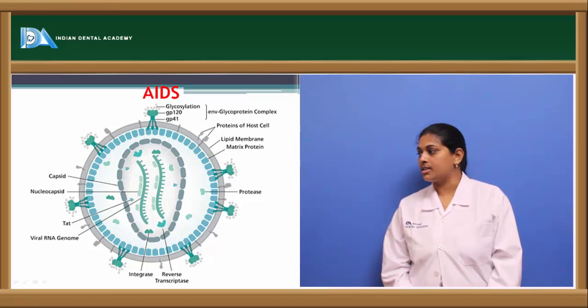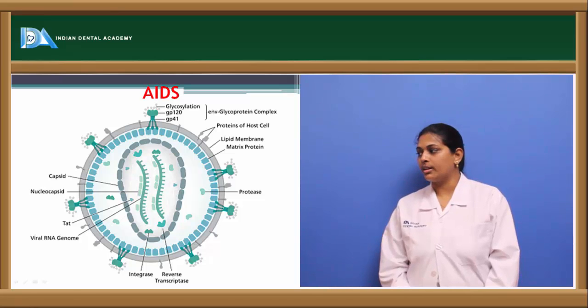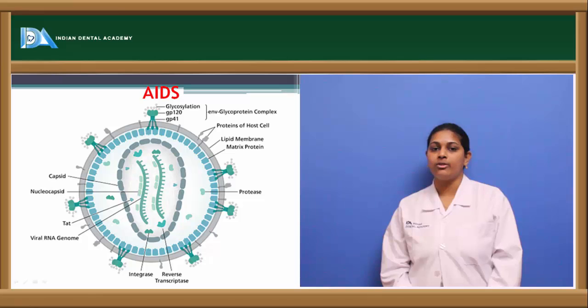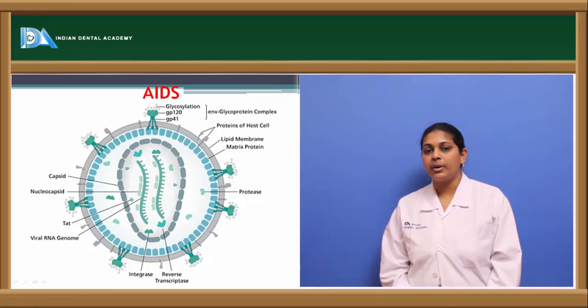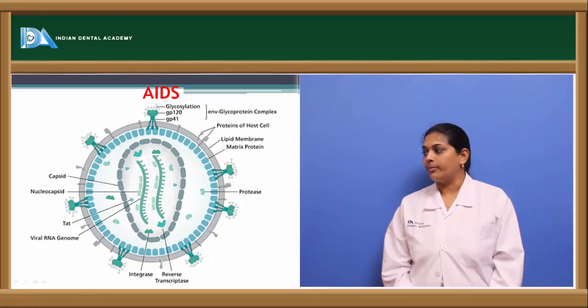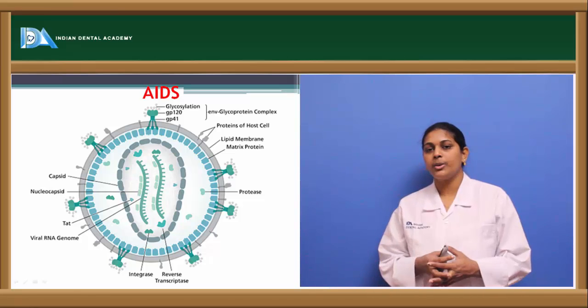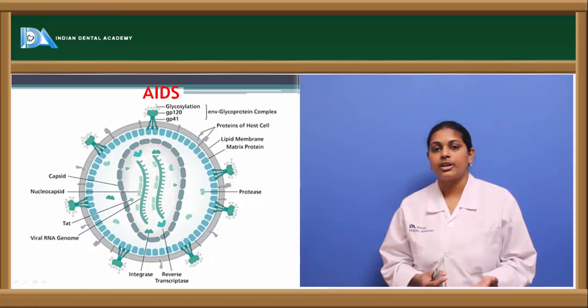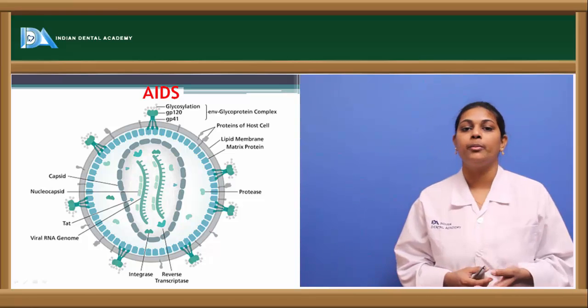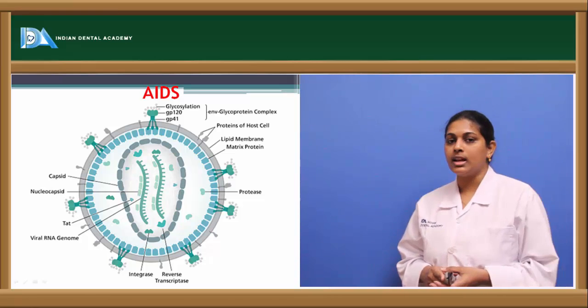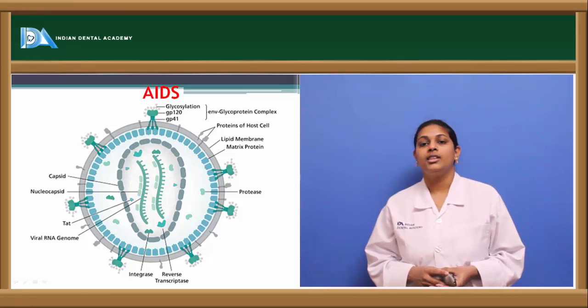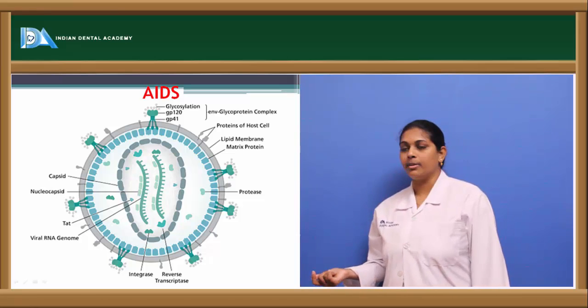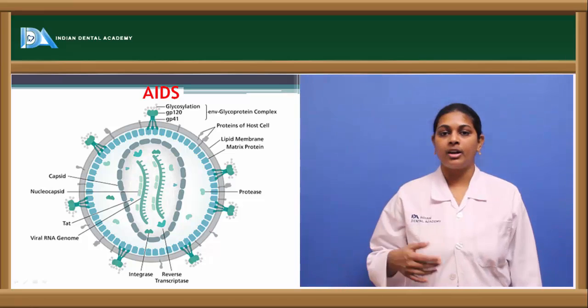So these are the two strands, and this viral RNA genome is enclosed within a proper envelope, which consists of glycoproteins GP120 and GP41. GP120 and GP41 make up the lipid bilayer membrane, which encloses the virus. The outer layer of the lipid membrane is derived from the host cell which is being infected.